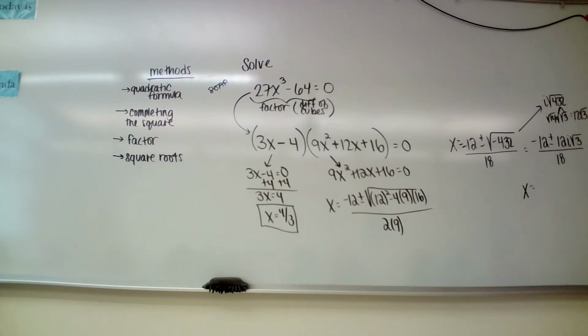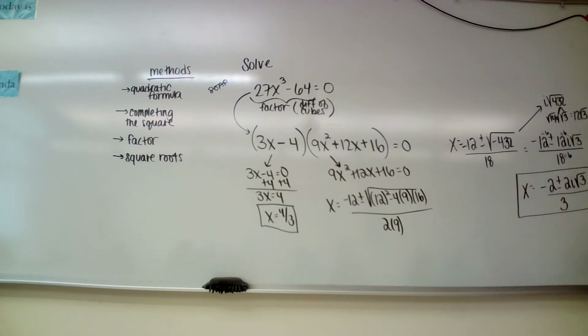And then last but not least, we do need to reduce this. When we're reducing, you don't look at the radical, you're just looking at the real parts. Those are all divisible by 6. So just find the highest common factor and divide it out. I would end up with -2 plus or minus 2i root 3 over 3.